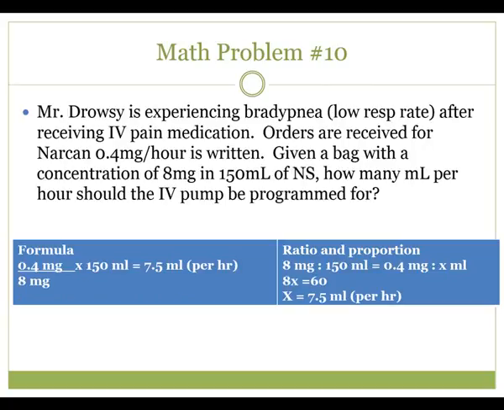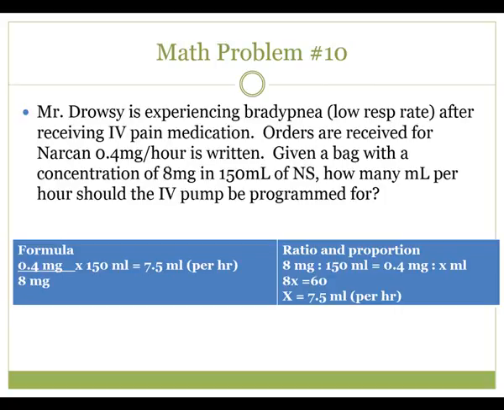Mr. Drowsy can't breathe well. He's got a low respiratory rate, and he's got an order to receive Narcan, 0.4 milligrams per hour. Given a bag with a concentration of 8 milligrams in 150 mils, how many mils an hour should the pump be programmed for? What you want to know is how many mils is 0.4 milligrams, because that's what I've got to give per hour.